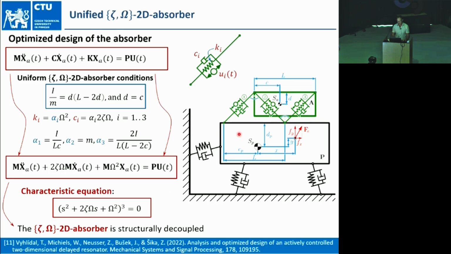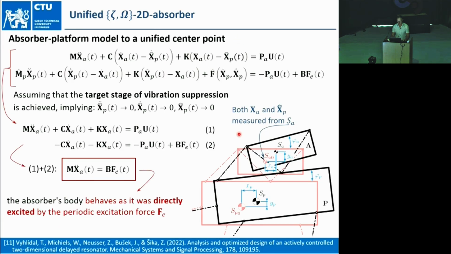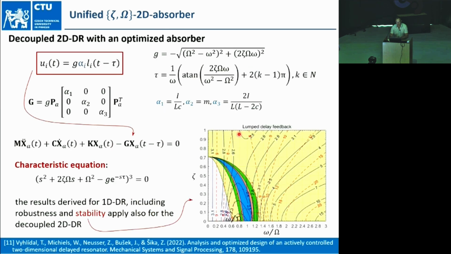This was first derived for this Stewart platform-like configuration. So I will skip this one. As I mentioned, by actually decoupling physically the absorber, we can use the results which were derived before for 1 degree of freedom absorber, including the stability posture. Because it would be much more difficult to do it for the general absorber. We would have 3 different gains, 3 different delays, and then the stability map would be much more complex.